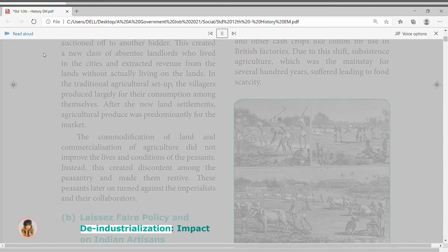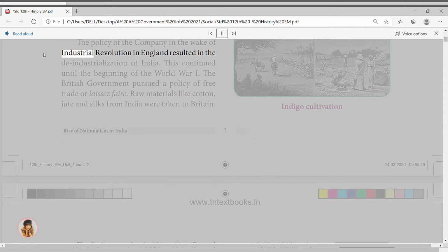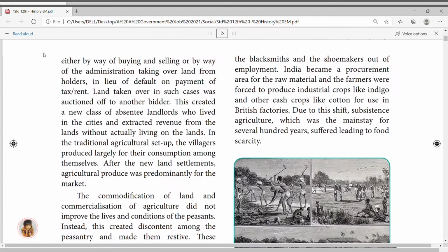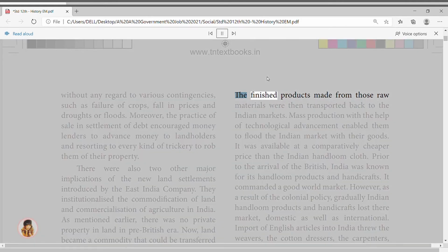Laissez-faire policy and deindustrialization, impact on Indian artisans. The policy of the company in the wake of Industrial Revolution in England resulted in the deindustrialization of India. This continued until the beginning of World War I. The British government pursued a policy of free trade or laissez-faire. Raw materials like cotton, jute and silks from India were taken to Britain. The finished products made from those raw materials were then transported back to the Indian markets.